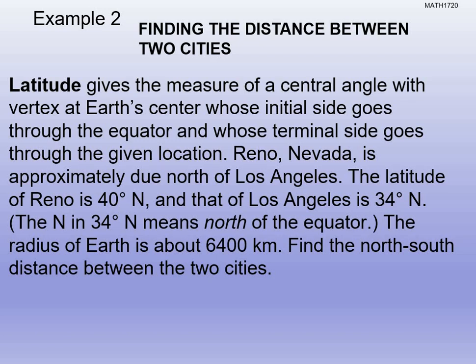The important part is the latitude of Reno is 40 degrees north, and the latitude of Los Angeles is 34 degrees north. So there's 6 degrees of separation between the two cities. The radius of the Earth is known to be about 6,400 kilometers. We want to find the north and south distance between the two cities, because remember the Earth is a sphere, unless you're a flat earther, but the Earth is a sphere. So technically there's an arc length that goes between Reno and LA.